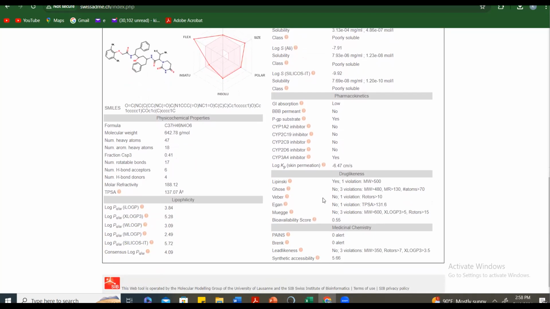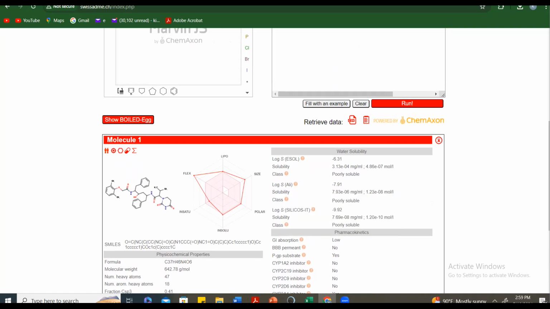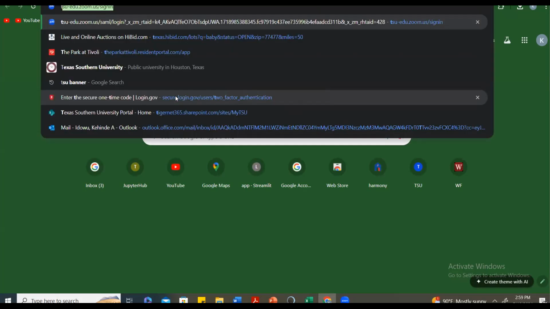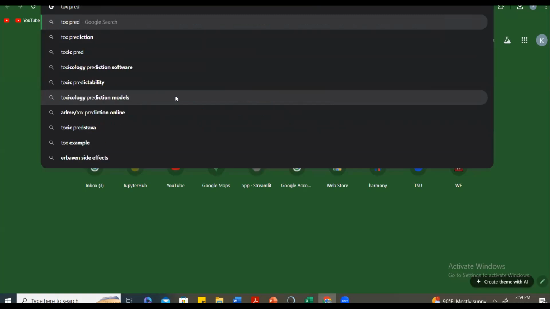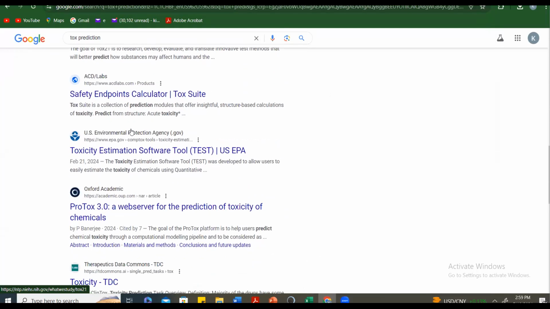So this is just talking about the properties of the drug. Now, let's go to the toxicity. Toxicity, that's where I'm going. I just wanted to show you that one for the properties. Let's go and type tox. Let me look for the one. This one.